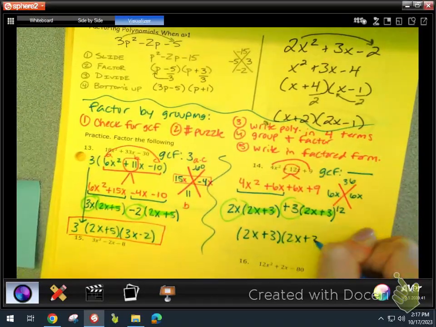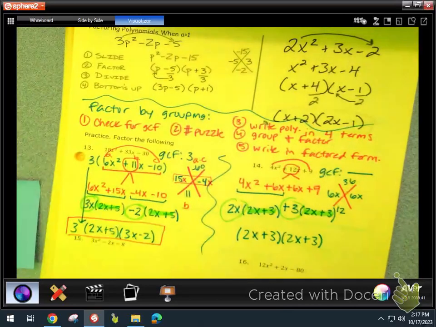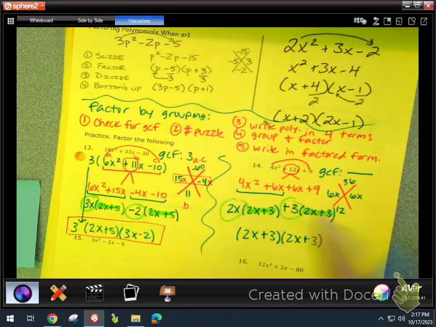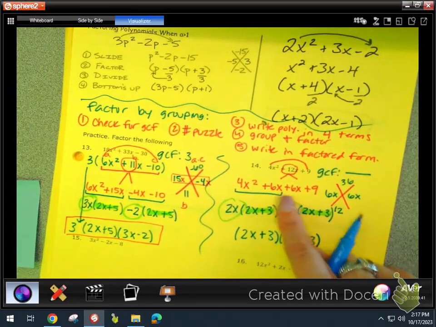But what happens on this problem? They were the exact same. They were matching. That's because of this situation, you guys. That's going to happen there.